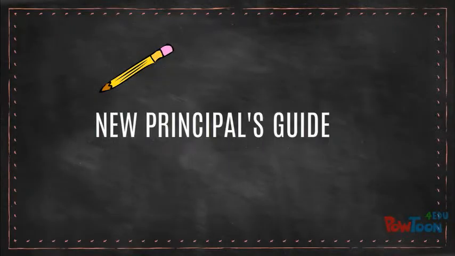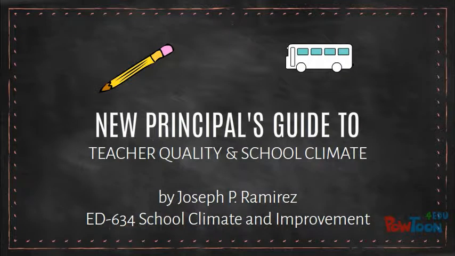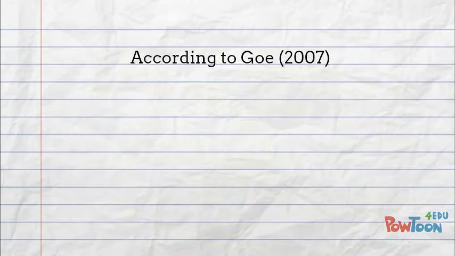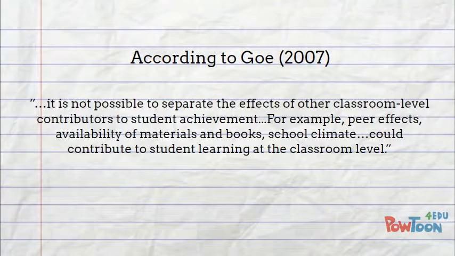Hello and welcome to a new Principal's Guide to Teacher Quality and School Climate. Have you ever wondered how teacher quality impacts school climate? Well, according to Goe, it's not possible to separate the effects of other classroom contributors to student achievement. Peer effects, materials and books, and school climate can contribute to student learning at the classroom level.